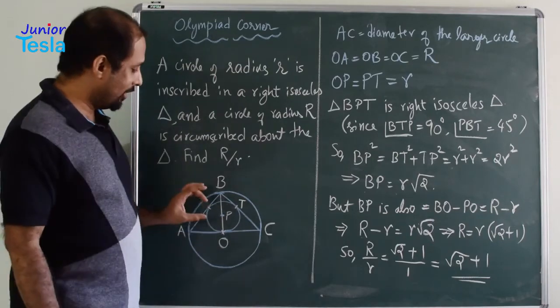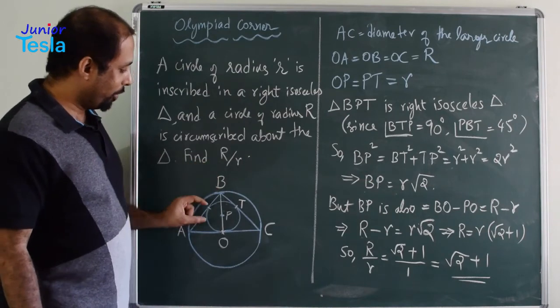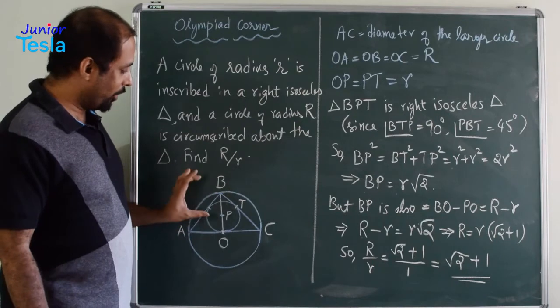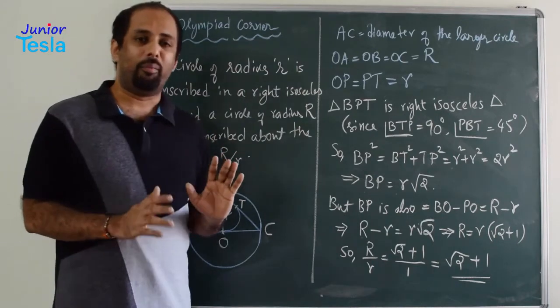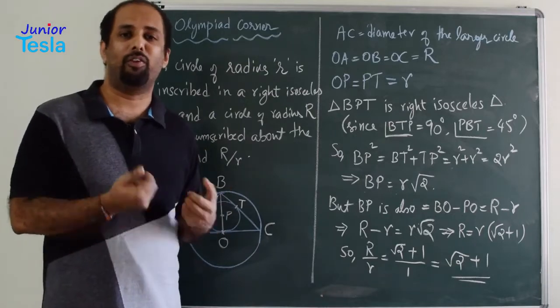Now let us do one thing. Let us try to find the expression for BP, because we know everything else. We know what PO is, we know what BT is, we know what OB is, everything is known. But we don't know what BP is. So let us try to write some expression for BP.